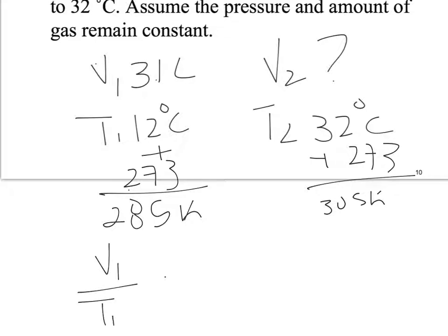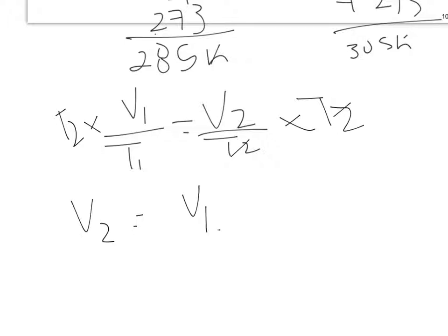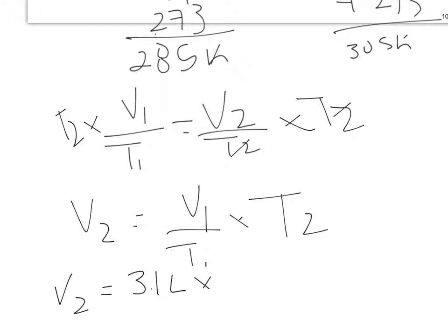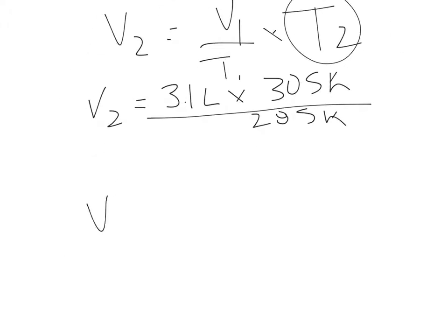V1 over T1 equals V2 over T2. And we're solving for V2. So we multiply by T2 on both sides, so they can cancel out. V2 is equal to V1 over T1 times T2. And we substitute the values. V2 is equal to V1, which is 3.1 liters, times T2, which is 305 Kelvin, divided by 285 Kelvin. And then V2 is equal to 3.3 liters.